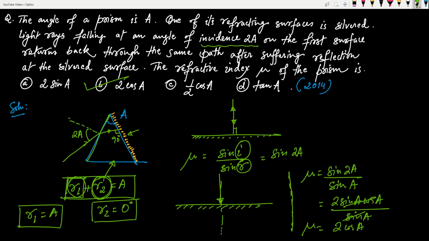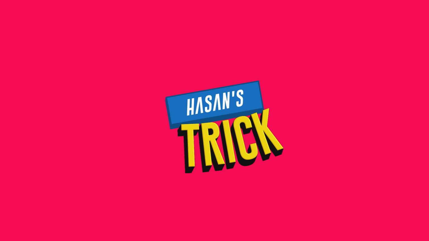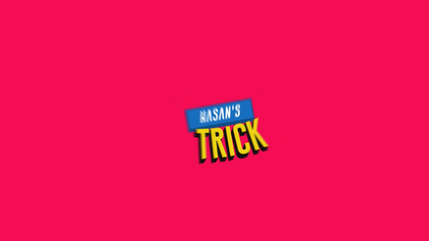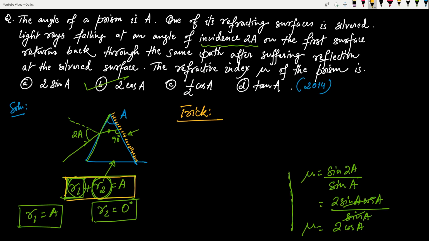Now, here's the trick that you need to understand. Let me rub this part for you. See, you did so much to attain mu equals 2 cos A. You thought R1 plus R2 is equal to A, then you understood that R2 will be 0, then you got R1 equal to A, put the value of R1 here, and got the result. Remember this trick because this is very commonly asked in NEET.